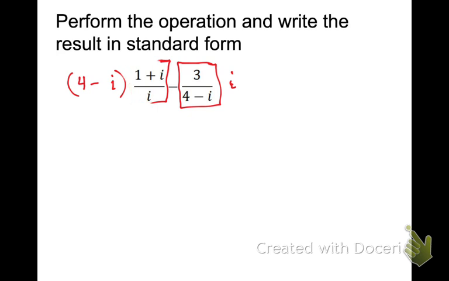Okay, so this one is just getting common denominators by multiplying them by each other, correct? Okay, so my denominator then would be 4i minus i squared.